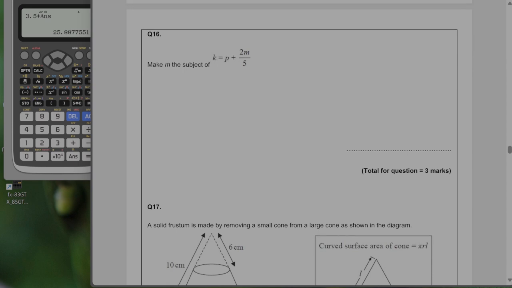Okay, question 16. Make M the subject of this formula. Right, so that's the term that I want to make the subject, so get by itself. So I'm going to move P over first of all. So K minus P is going to be equal to 2M over 5. And then times both sides by 5 and divide by 2. So I'm going to do 5 lots of K minus P divided by 2 is equal to M. So M is equal to 5 lots of K minus P, all divided by 2.